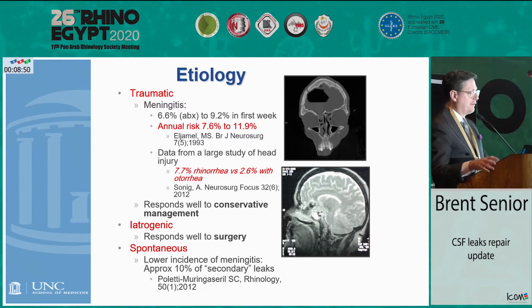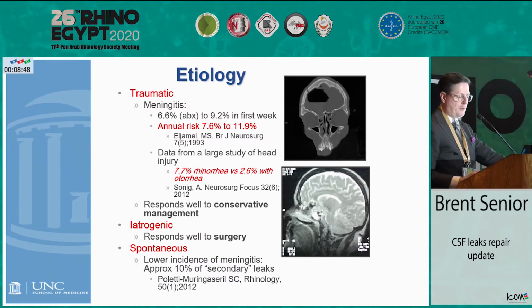So the annual risk of meningitis is 7 to 12% in patients with a traumatic source of leak. These are coming from data from very large head injury studies, and mostly we note that there is a much higher incidence of meningitis from CSF rhinorrhea versus CSF otorrhea, a big difference. So if a patient has a traumatic leak with rhinorrhea, that's something that we're very concerned about and we're going to be more aggressive with. Now, that being said, they do tend to respond to conservative treatment. So we know that we can put these patients on bed rest and perhaps in some cases use a lumbar drain, and they will respond well.